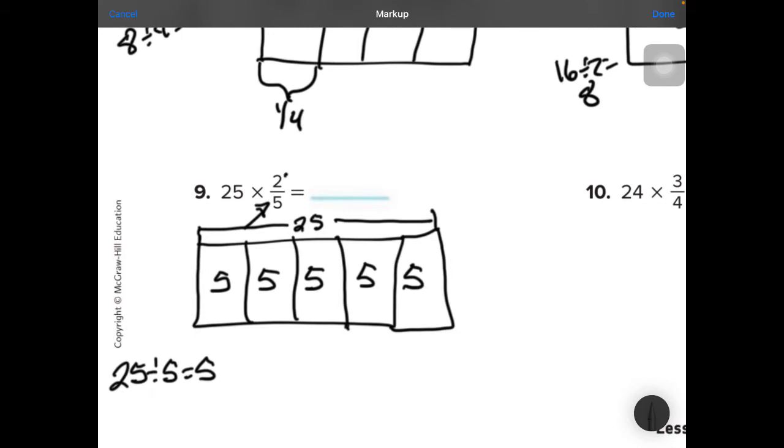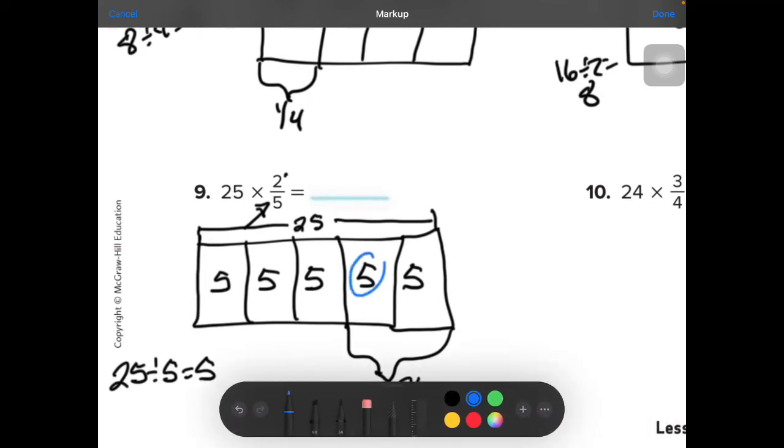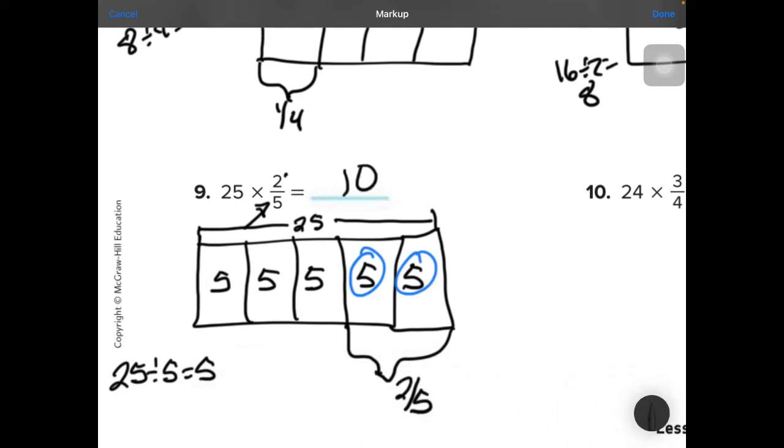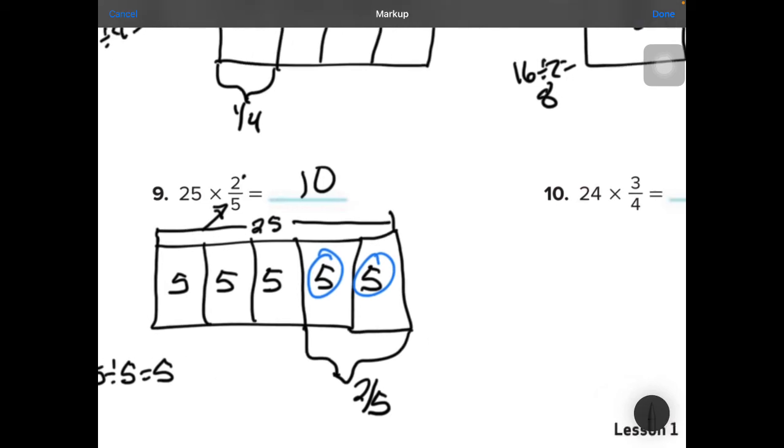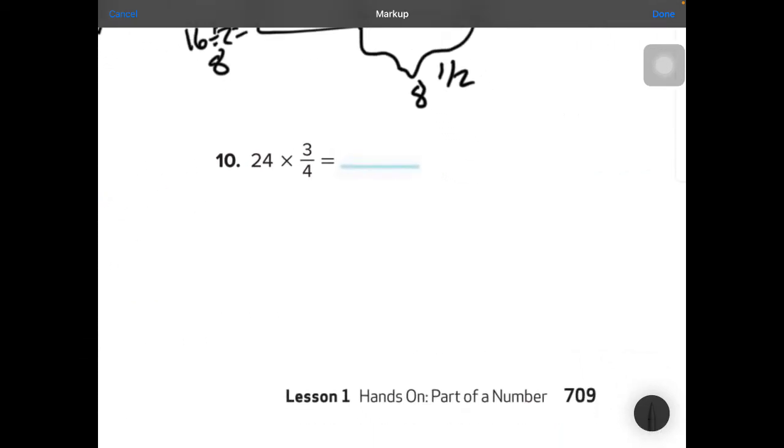And we are wanting to know 2/5. So we have to section off 2/5. So then we add that 5 and that 5 together, and that's going to give us 10. So 2/5 of 25 is 10.